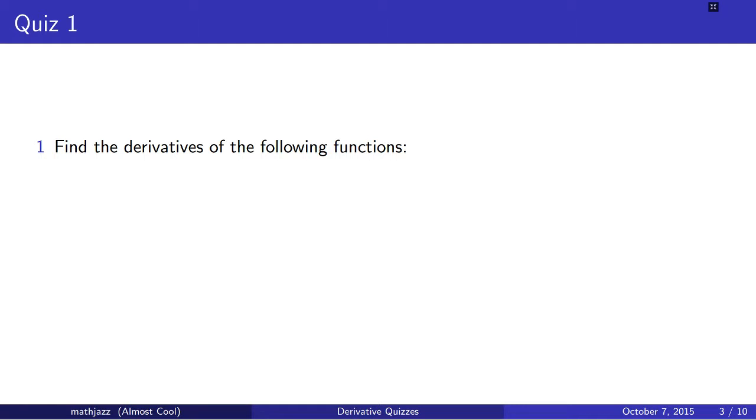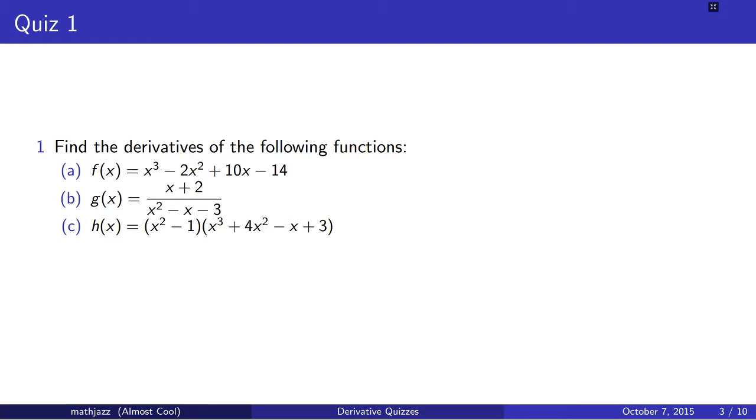Question 1. Find the derivatives of the following functions. A. f of x equals x cubed minus 2x squared plus 10x minus 14. B. g of x equals (x plus 2) divided by (x squared minus x minus 3). C. h of x equals (x squared minus 1) times (x cubed plus 4x squared minus x plus 3).